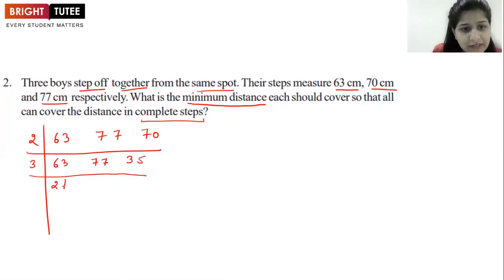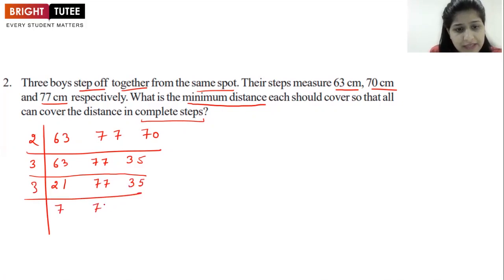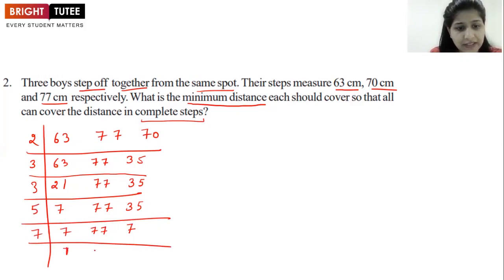3 2s are 6, 3 1s are 3. 77 will remain as it is and 35 as well. Now again with 3, 3 7s are 21, 77 copied as it is, 35 because not divisible by 3 is copied as it is. Now after this I can divide by 5. So 7, 77 as it is, 5 7s are 35. Now we see it is divisible by 7. 7 1s are 7, 7 11s are 77, so it will be 11. Now the last one is 11. So we have got 1, 1 and 1 at the end.